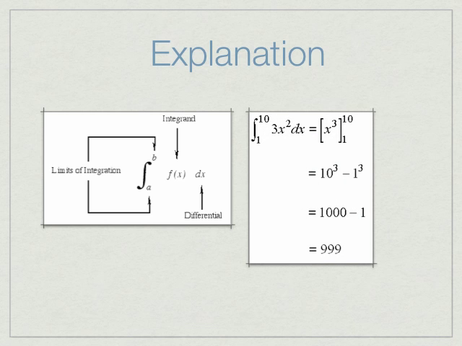So if we do a sample problem here, we're going to be integrating from 1 to 10 of 3x squared dx. We're going to integrate it normally, and then we're going to evaluate it from 1 to 10. So we'll start by integrating it normally. We're going to get x cubed, and then we're going to evaluate it.